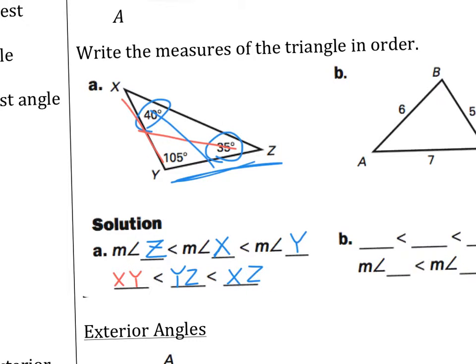Got to pay attention. Sometimes it'll say order from smallest to largest, or largest to smallest. Just pay attention. If it doesn't say which way, then just make sure whatever you say is true. Okay? Make sure whatever you say is true. In this case, this is less than this is less than this. All right, now it's your turn.